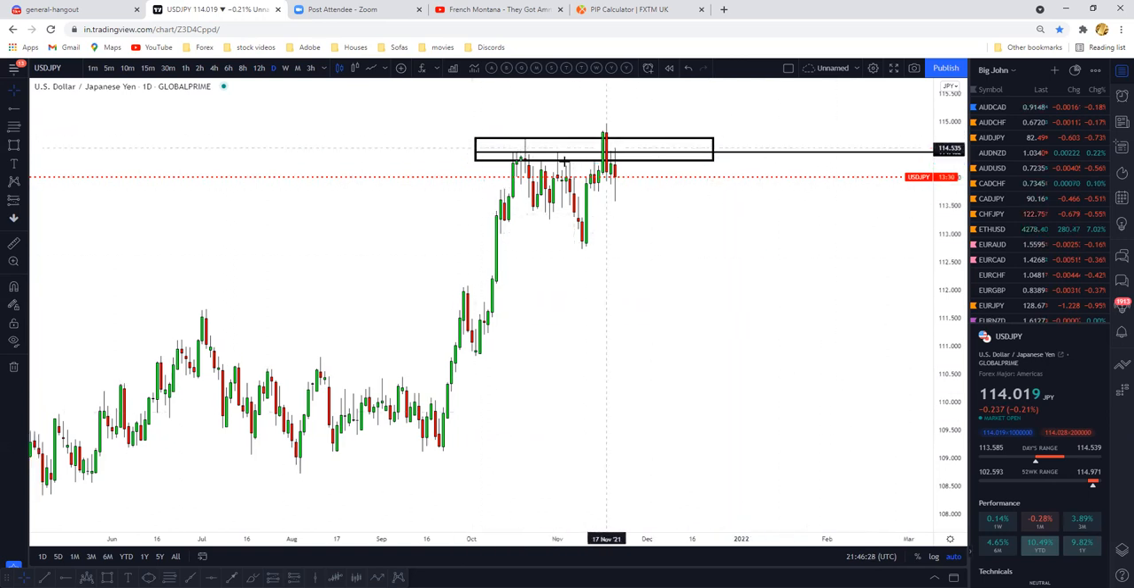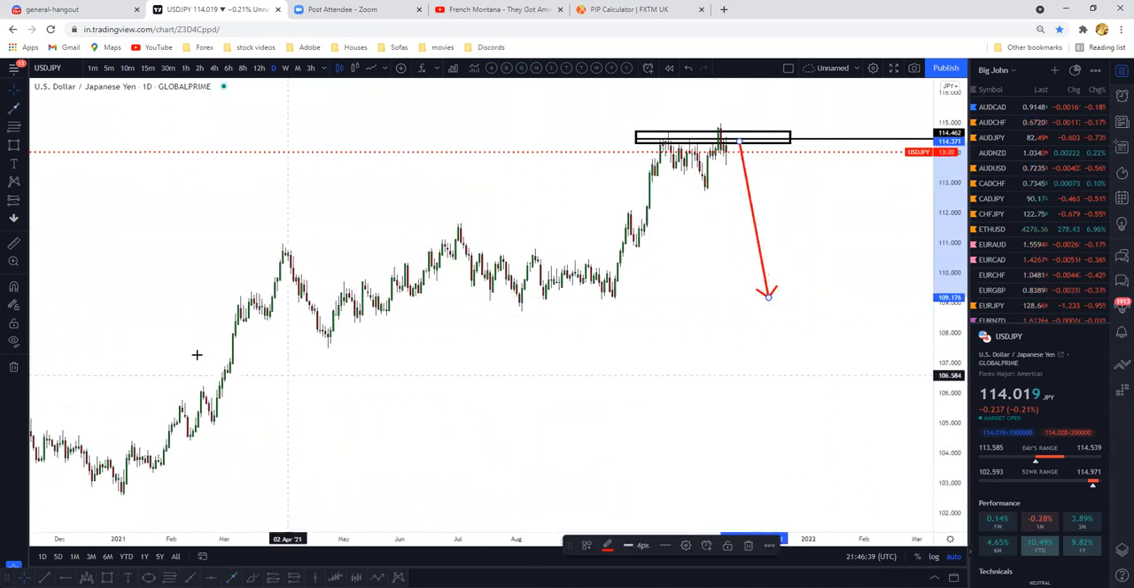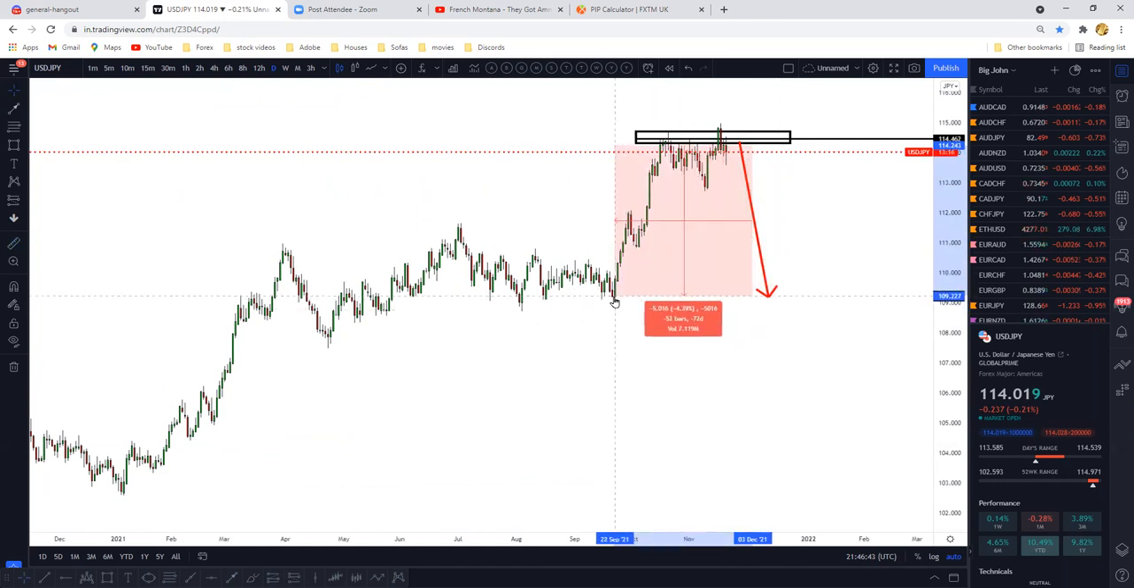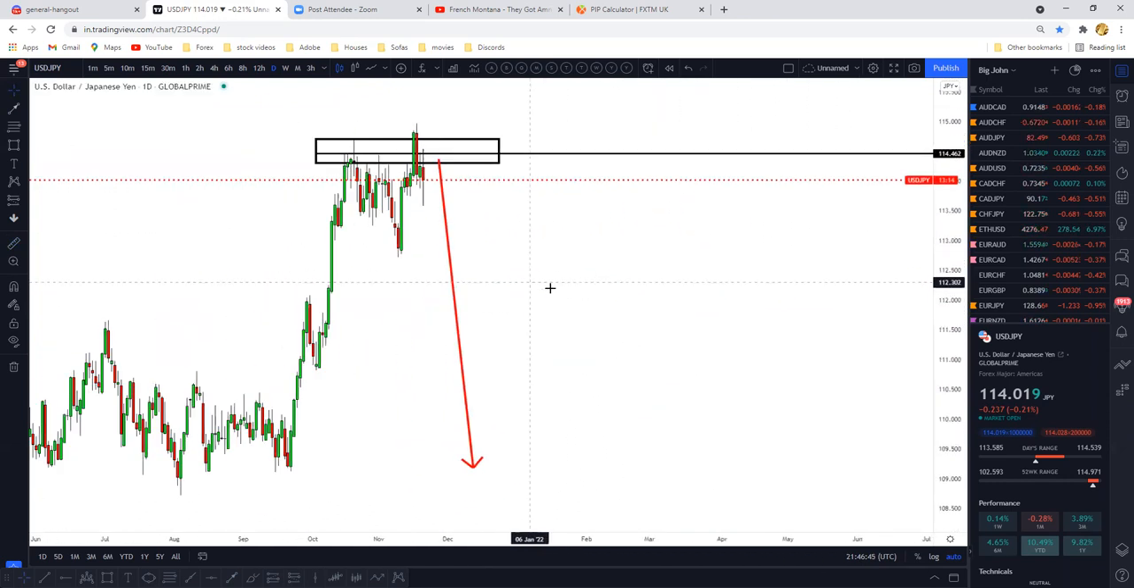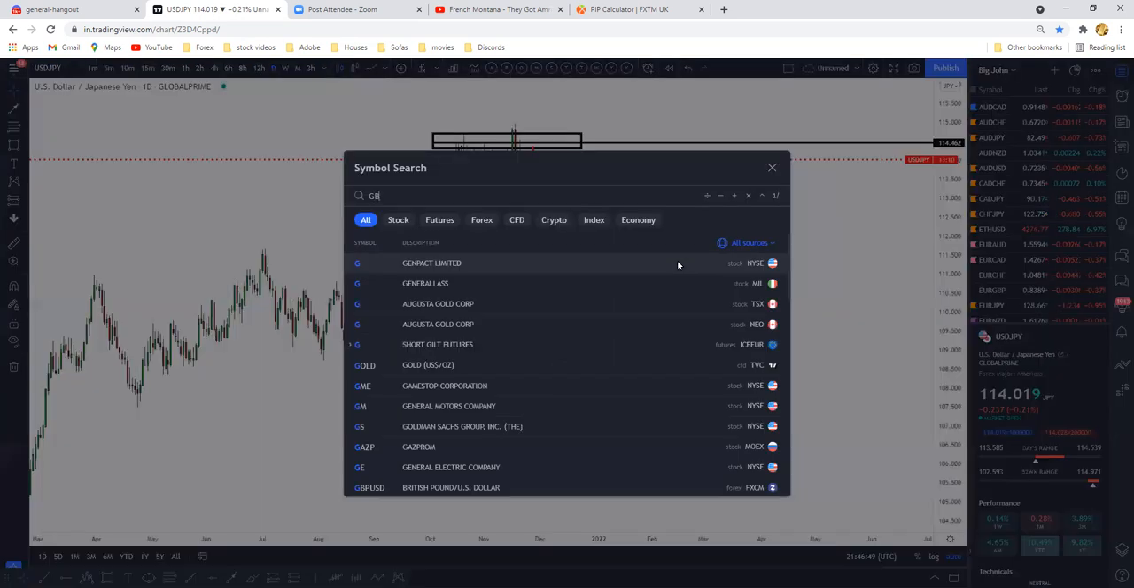So anything around this area, as long as price is respecting this zone here, I'm expecting price to start selling down. So this is a good swing trade as well, because this is going to go to around about this level here. So you're looking at price dropping at least 500 pips on this pair. This is about a 500 pip sell. And you definitely got to be aware of that.